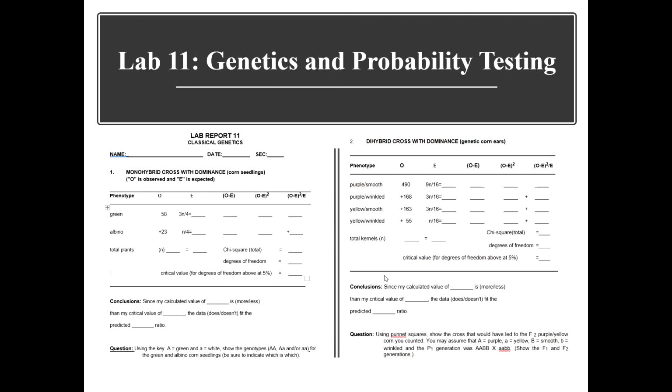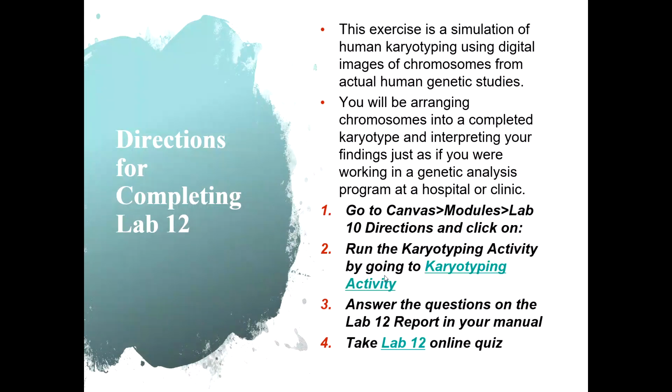11. Okay, last thing, directions for completing lab 12. I'm going to give you these now, although I haven't really talked about the karyotyping lab yet, but in case anyone wants to get an early start, this is another simulated lab. Go to your Canvas modules. There's directions there. It tells you to run the karyotype activity, answer the questions on your lab report, and then take the quiz. So I'll explain more about this when we get to chapter 15.